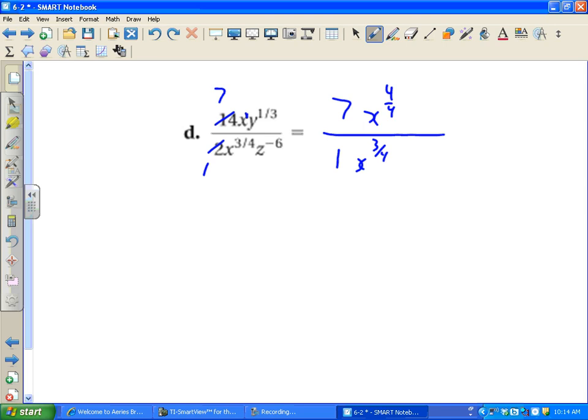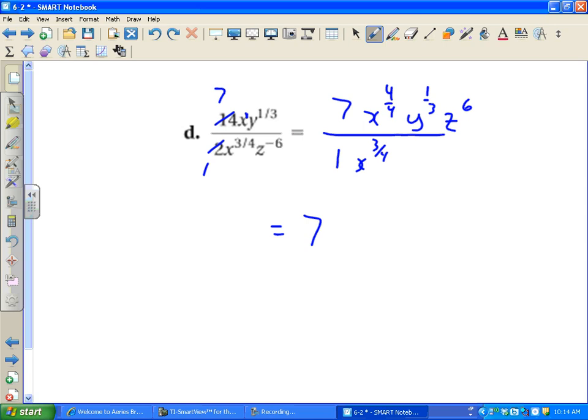I don't have to worry about that y to the 1/3. There's no y in the denominator for that, so I'm going to leave the y to the 1/3 alone. And my z to the -6, that is a negative exponent. It's in the wrong part of the fraction, which means I've got to move that up. Z to the +6. I'm actually almost done with this problem.